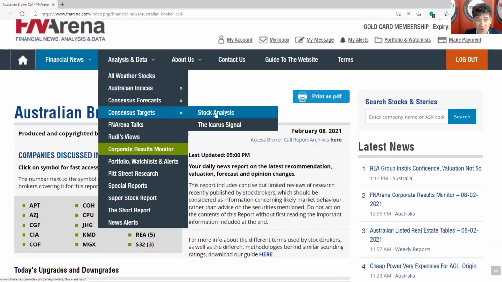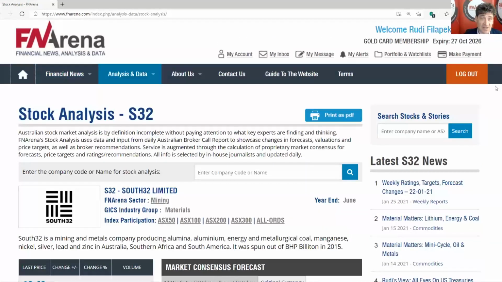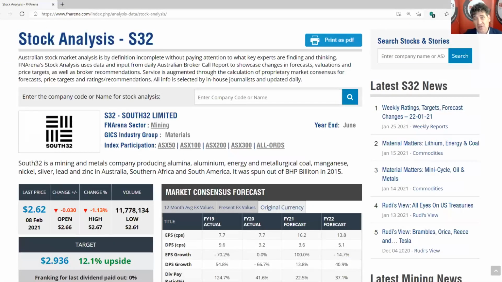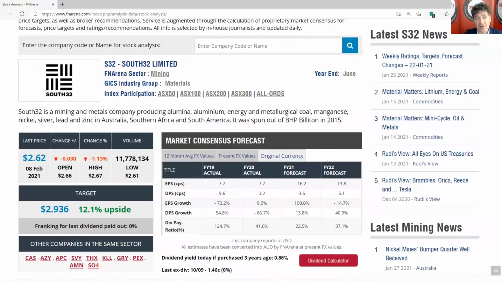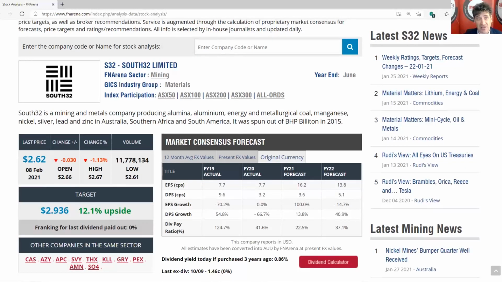Now, everything we put in the broker call goes into stock analysis, with the main difference that stock analysis allows you to search per stock, and in broker call it only gives you what is updated on that particular day, and it may not, for example, include South 32 on a given day. And of course, it would be rather rare that there's none of your stocks mentioned in the broker call, but it is possible. And while being not dependent on what happens in broker call, you can always go to stock analysis and see what else we have in terms of forecasts without necessarily having any updates for that particular day.